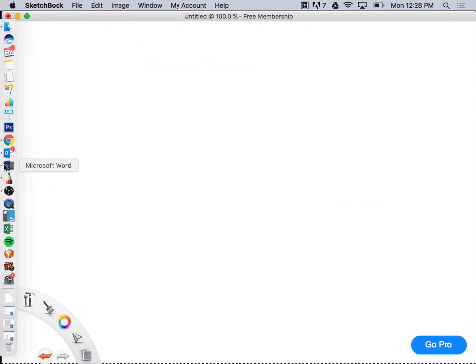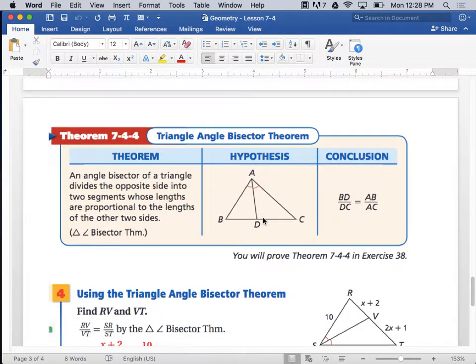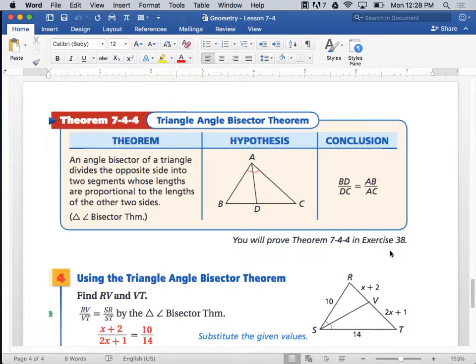All right, next, back page, last theorem. Go ahead and read it. Triangle angle bisector theorem.